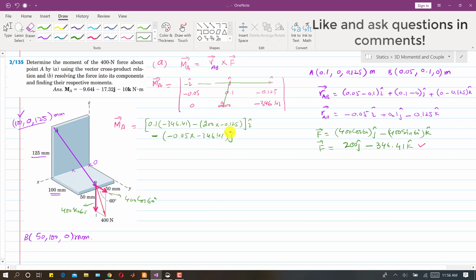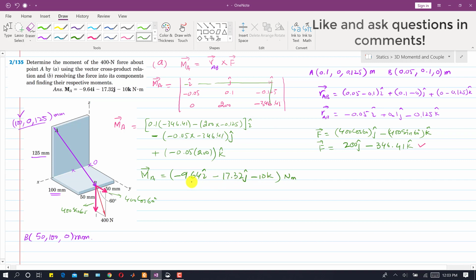So we will write this with j, and similarly I will hide this column, and then we will take the determinant of this. So I will write plus, and this will be minus 0.05 into 200, right? And this minus 0, right? So I will write it with k. Now when I solve this, we will get the moment about A. This is equal to minus 9.64 i minus 17.32 j and minus 10 k Newton meters, right?